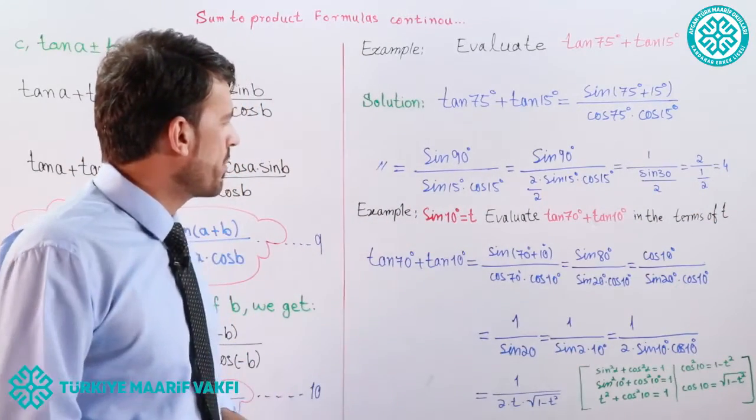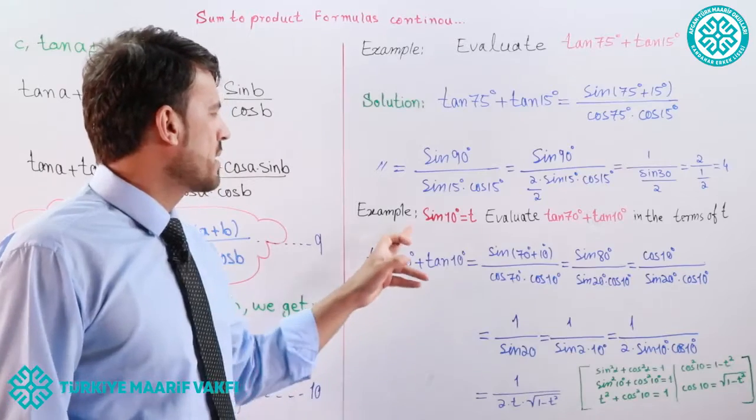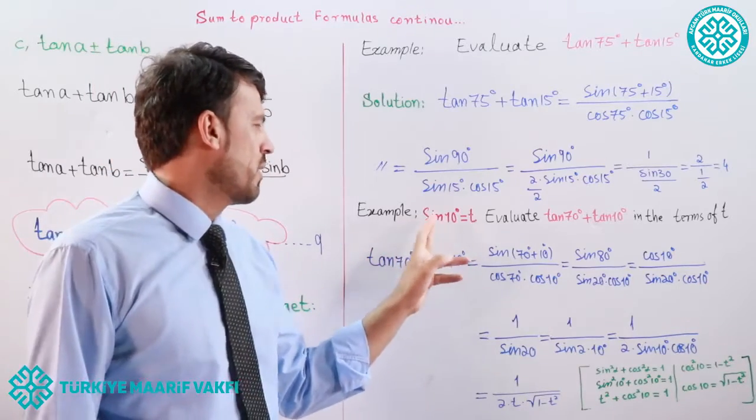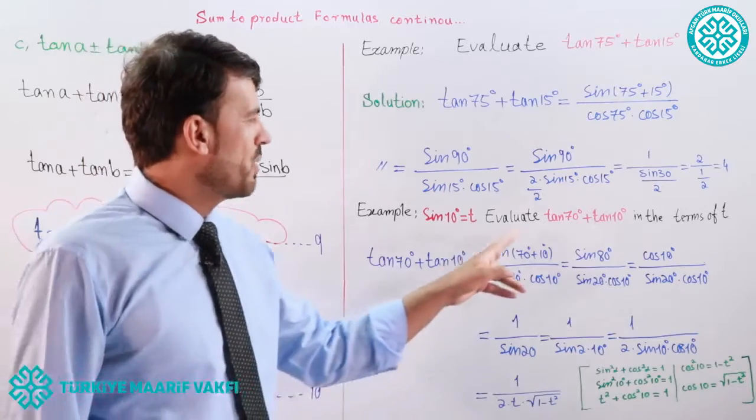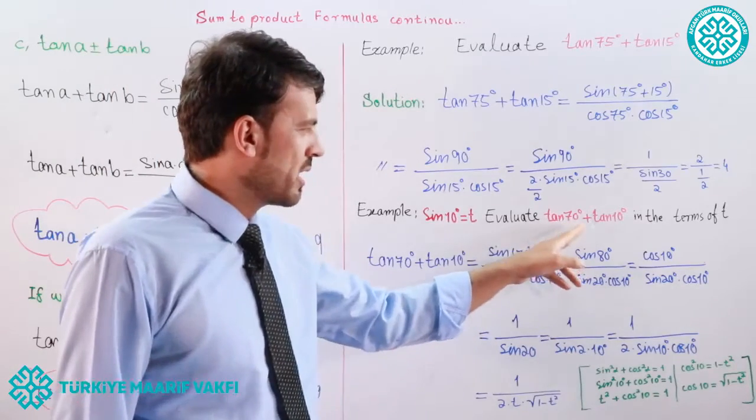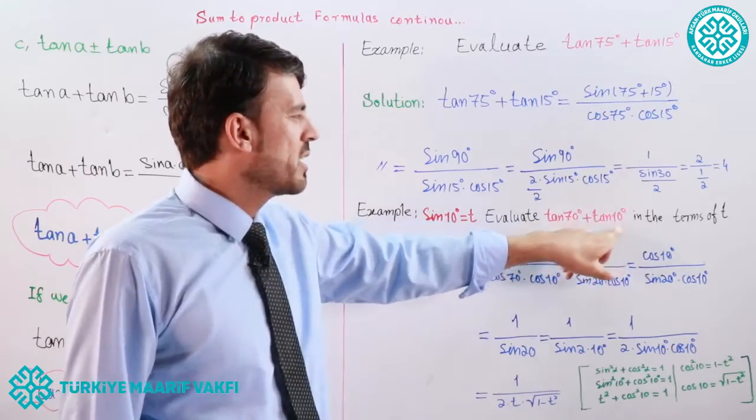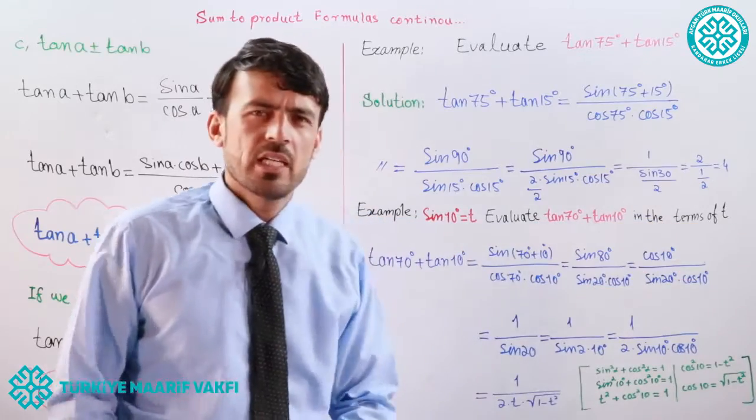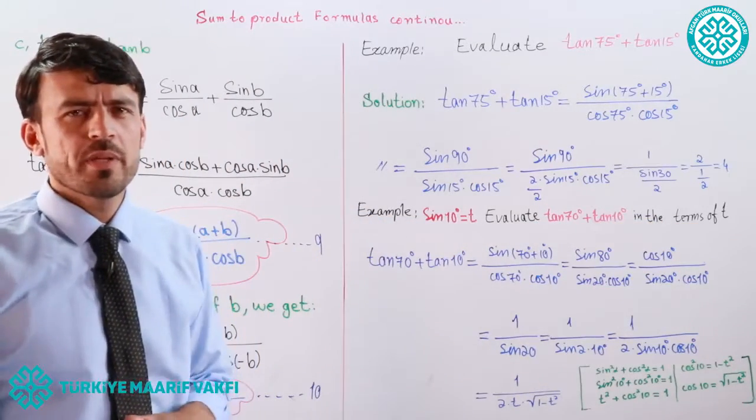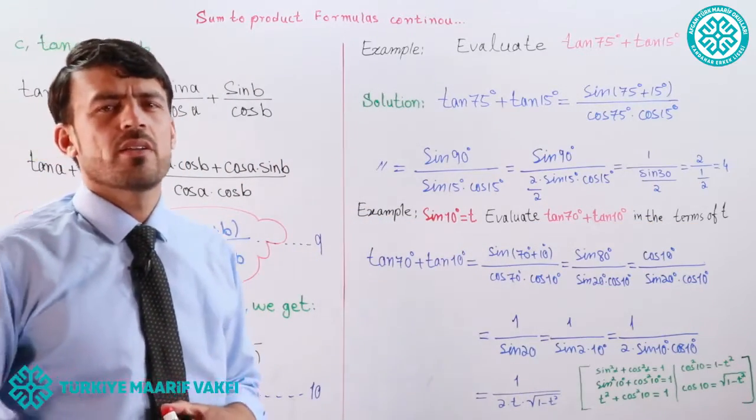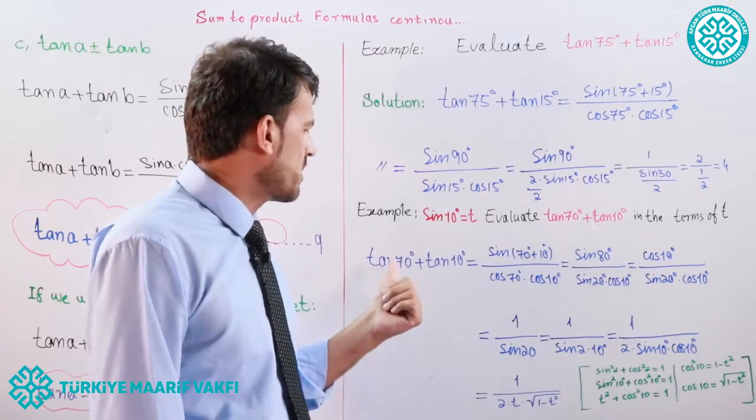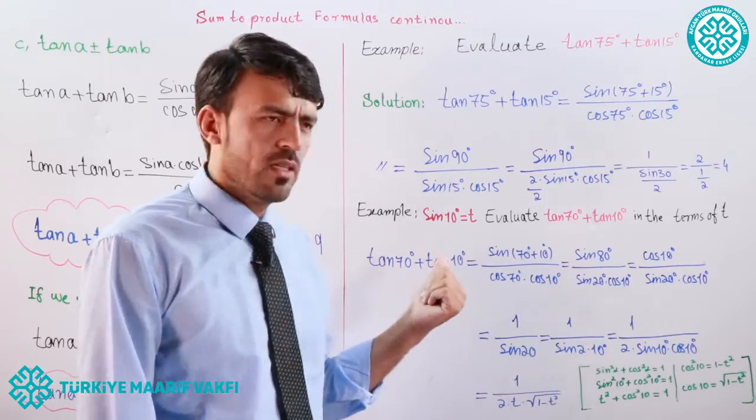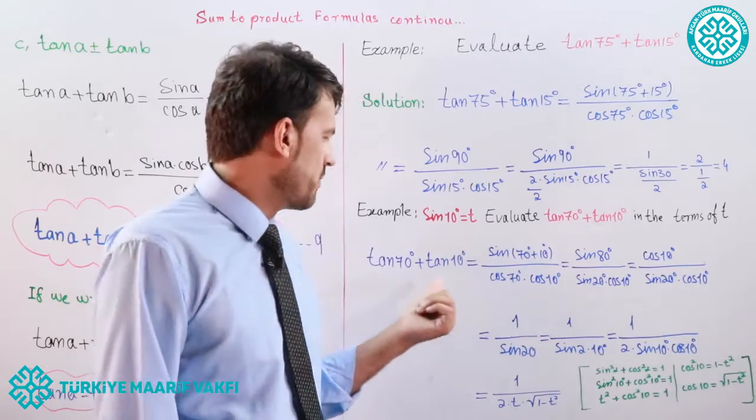In our second example, sine of 10 degree is equal to t. So evaluate tangent of 70 degree plus tangent of 10 degree in terms of t. It means that your answer will contain t. So we are applying the sum to product formula for the tangent function.